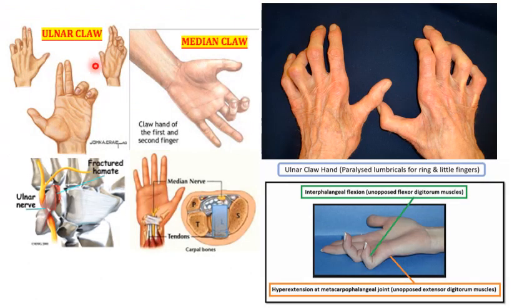So this is the main differentiation between the ulnar claw hand, where the clawing is seen in the ring and the little fingers, and the median claw hand, where the clawing is seen in the index and the middle fingers. The ulnar claw hand may be due to compression of the ulnar nerve in Guyon's canal, which may be due to various reasons that we have just seen.